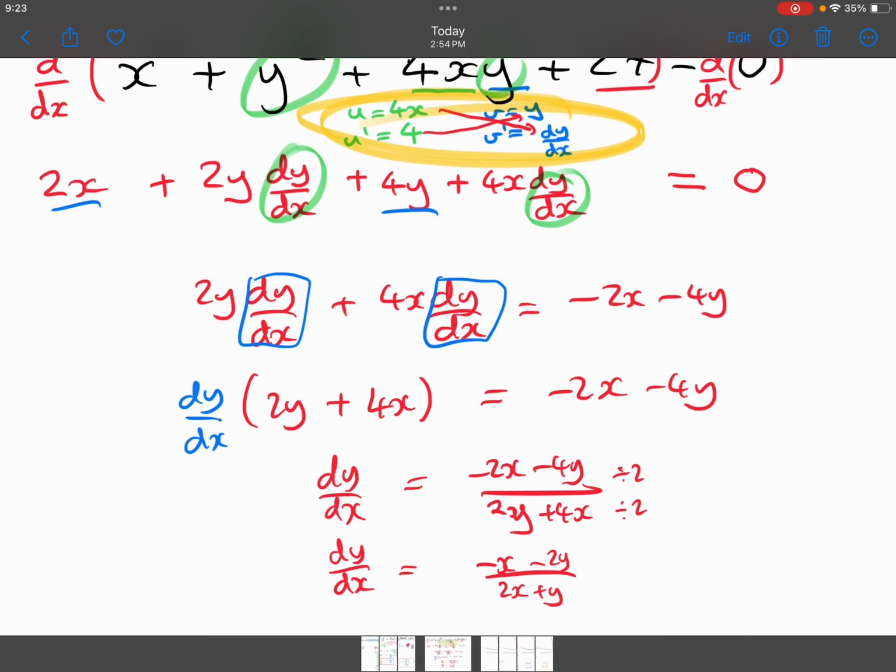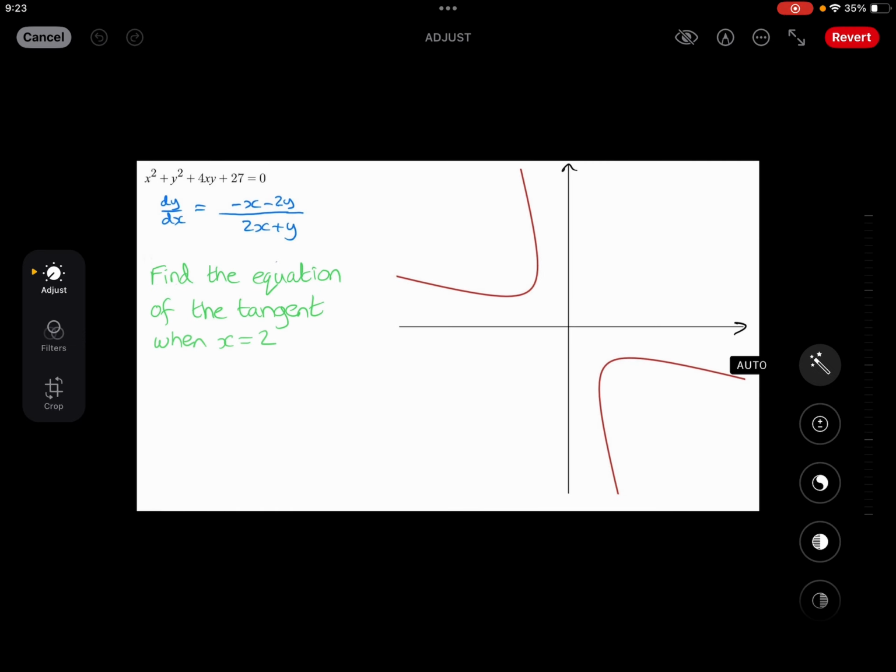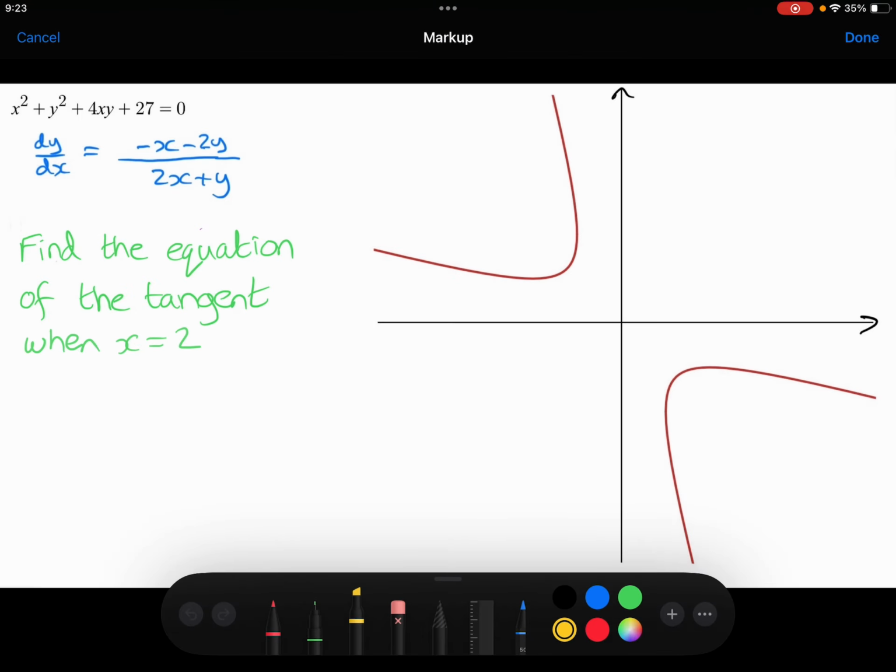Now, given that we have now got our gradient function, this is what we just found on the previous page. Once we have our gradient function, we can do the usual things that we've done with our gradient function. So for example, I could be asked to work out the equation of the tangent when x is 2, which would roughly look something like this.